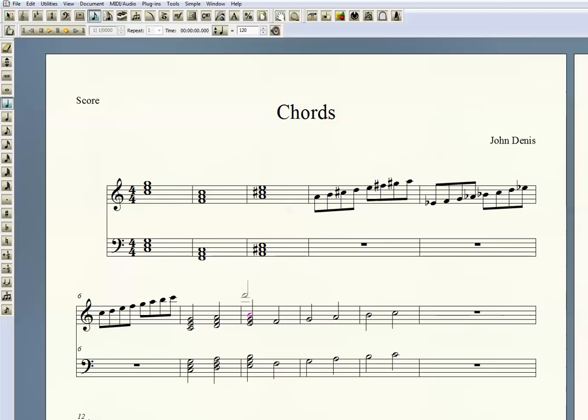So E to F, half step. F to F sharp, half step. F sharp to G, half step. So E to G is only 3 half steps, which makes it a minor chord.